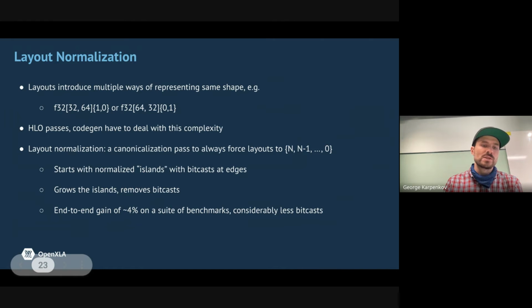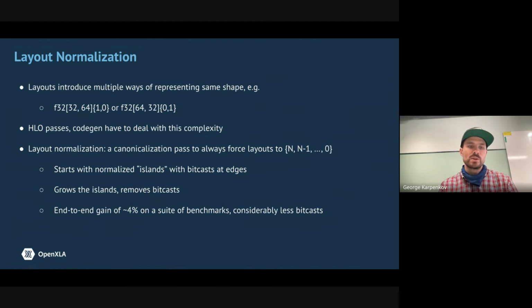The way it works is it starts with normalized islands in the HLO graph, and then it sets the bitcast, and those islands grow outwards until they consume most of the graph. When we implemented that, we were quite surprised to realize it actually gave a rather sizable performance boost as well on a set of benchmarks we looked at, because all the different bitcasts in HLO are often not free, as they cost quite a bit of index computations. Often those bitcasts end up doing silly things like converting between two redundant representations, or adding and removing degenerate dimensions, which is another example.